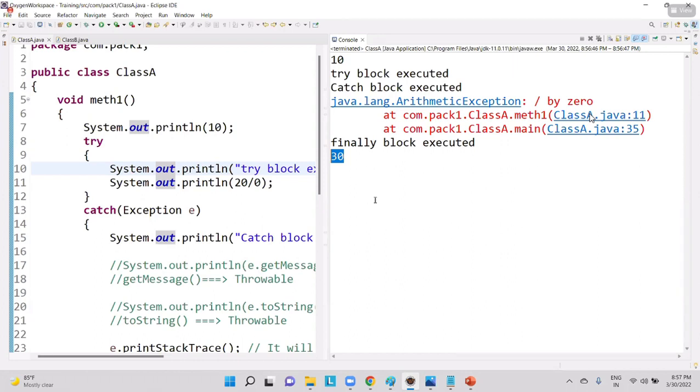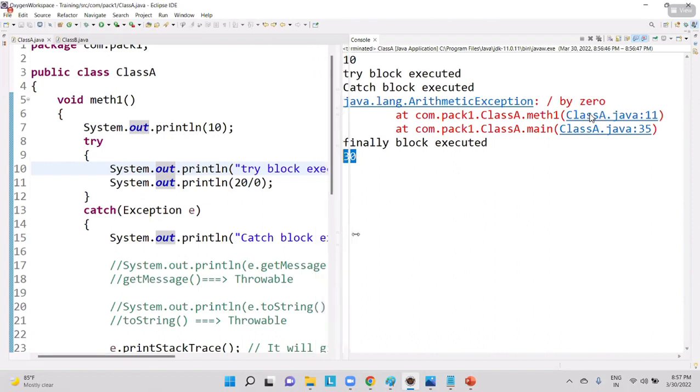Did you understand the concept, guys? Yes. Do me a favor. Can you please write this program for me?